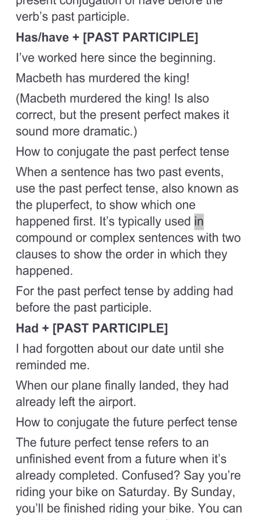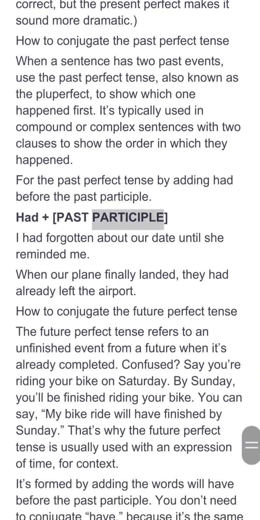It's typically used in compound or complex sentences with two clauses to show the order in which they happened. Form the past perfect tense by adding had before the past participle. Had plus past participle. I had forgotten about our date until she reminded me. When our plane finally landed, they had already left the airport.